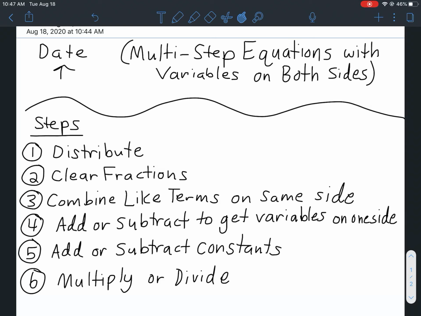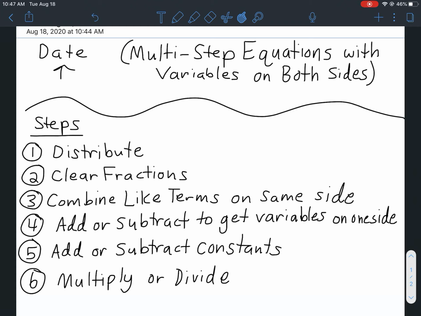Hi everyone, welcome back. Today is our second Edpuzzle video, and this one is on multi-step equations with variables on both sides. So in the first video, we did all equations with variables on one side. Now we're going to work with the same variable on both sides of the equation.